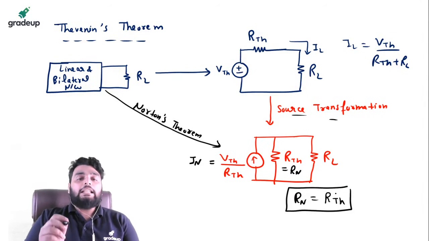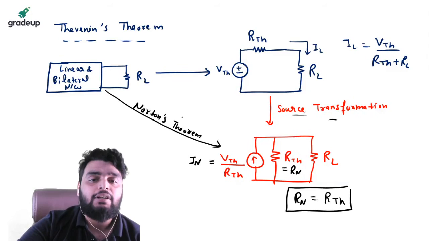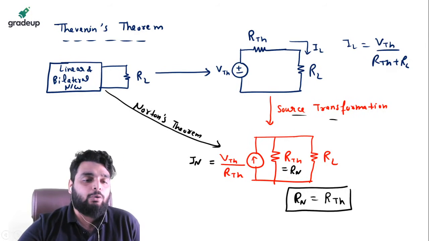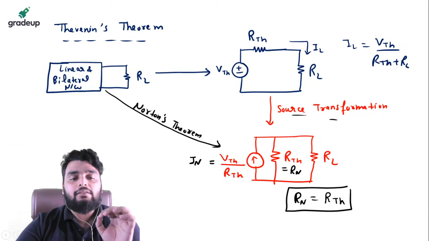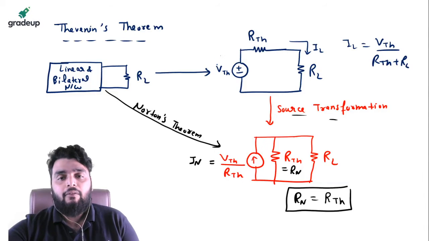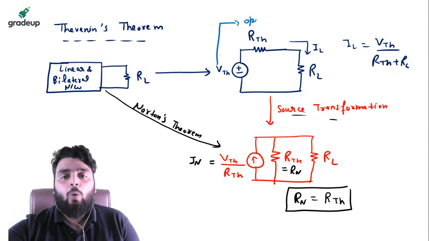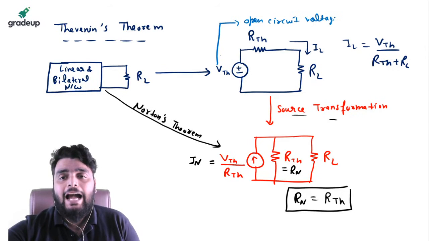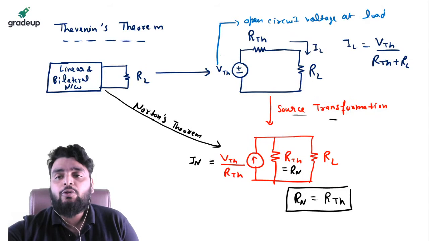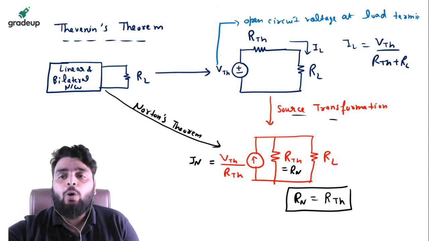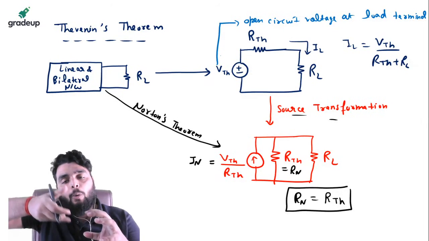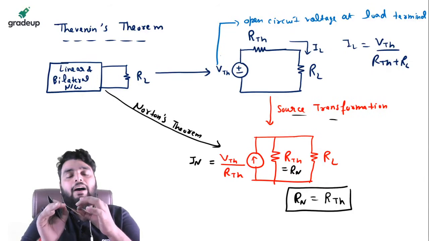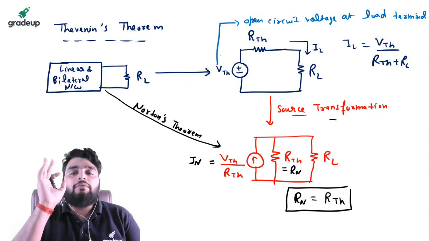Now the simple point: how to find out VTH. For VTH you need to remember that VTH is the open circuit voltage at the load terminal. It means whatever load terminal you have, you have to make it an open circuit. If some load is connected to it, just open the load terminal, meaning remove the load, and find out the open circuit voltage. That is known as the VTH.